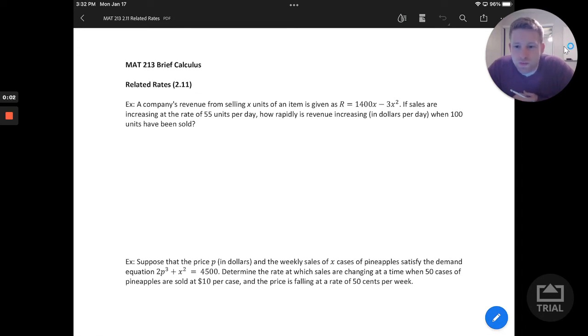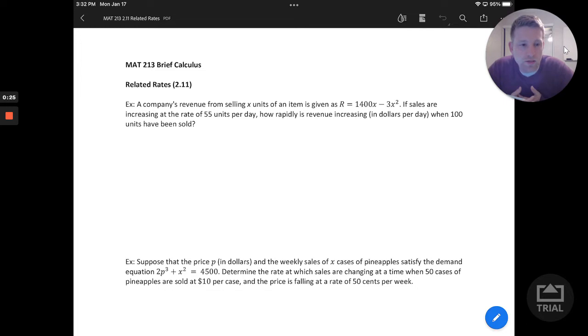Welcome. In this video, we are going to jump into section 2.11 talking about related rates. We've already talked about implicit differentiation through the first few videos of this section. And so now we're going to turn the questions into a little bit more application-based with related rates.